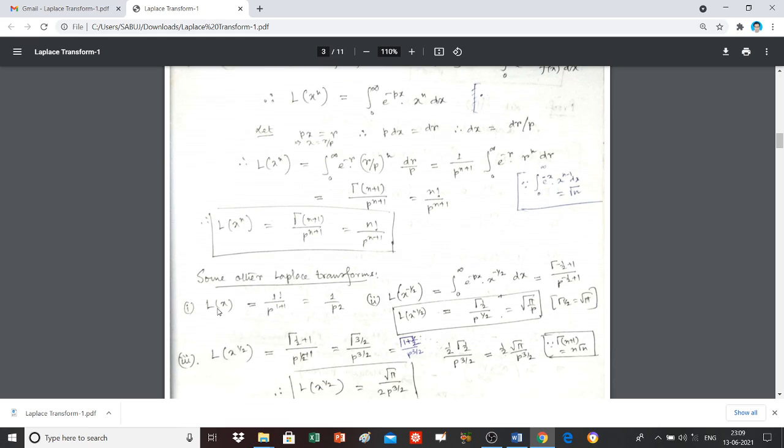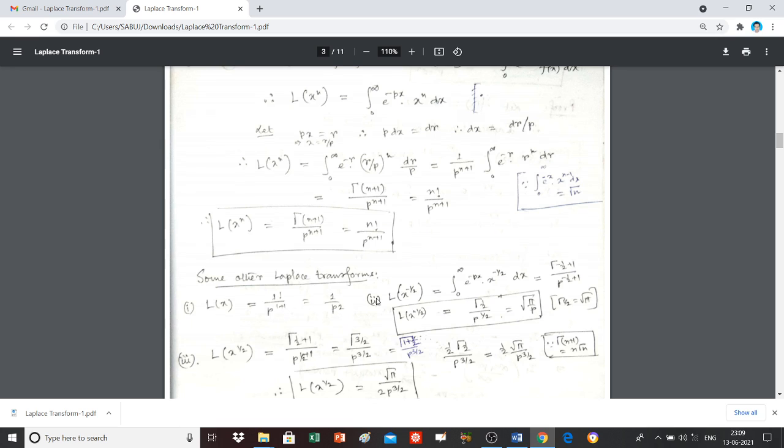First, the Laplace transform of x is calculated here using this relation. So in this case, n is equal to 1. So from this relation you have the Laplace transform of x is equal to 1 factorial by p to the 1 plus 1, that means 1 by p square.